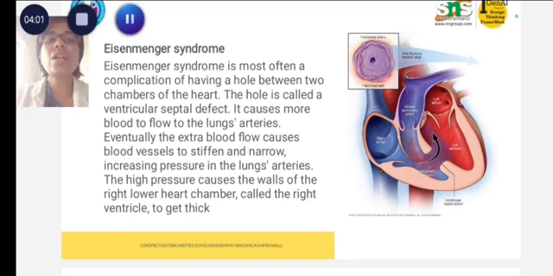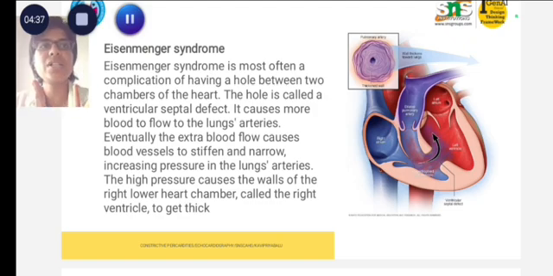It can cause increased blood flow to the lung and arteries. Eventually the extra blood flow causes the blood vessels to get stiffened and narrow, which can cause an increase in blood pressure in the lung and arteries. The high pressure causes the walls of the right lower heart chamber to get thickened. The right ventricle gets very thickened compared to the left ventricle, and the cavity size is also diminished.